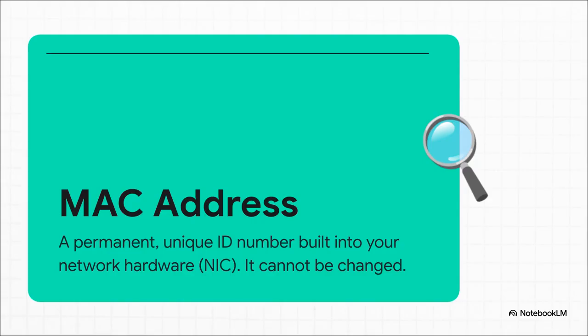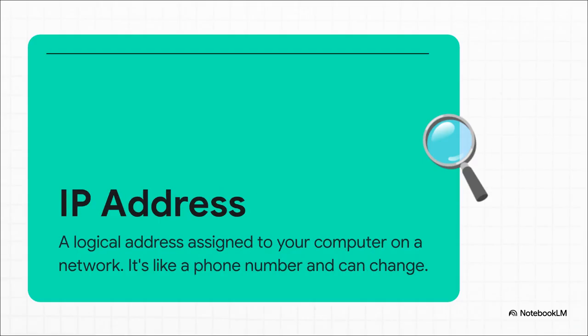The easiest way to think of it is like a serial number that's physically stamped onto the hardware at the factory. It is a permanent, unique identifier for your network interface card. And no, it has absolutely nothing to do with Apple Macs. And then you've got the IP address. Now, if the MAC address is the permanent serial number, the IP address is more like your phone number. It's how other devices find you on the network right now, but it's not permanent. It can, and it very often does, change.